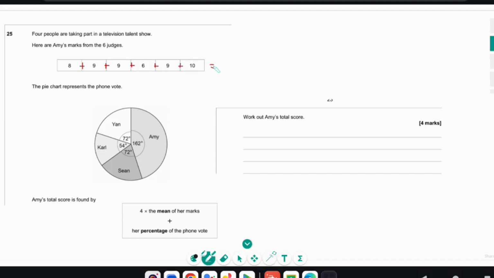So the total is 8 plus 9 plus 9 plus 6 plus 9 plus 10, 51. 51 divided by 6 is 8.5, but it's 4 times the mean marks, which is 34, plus her percentage of the phone vote. Okay, so what's her percentage of the phone votes?